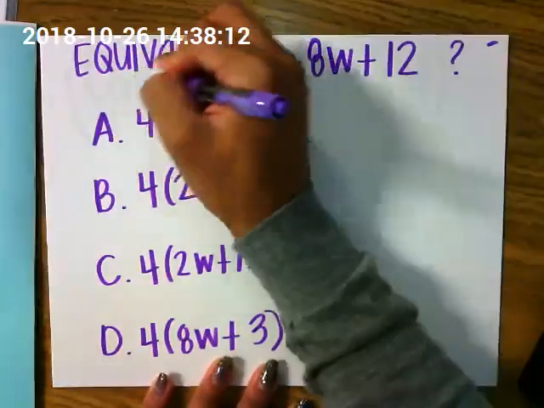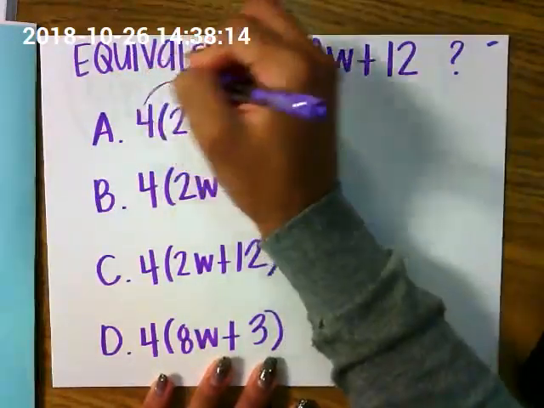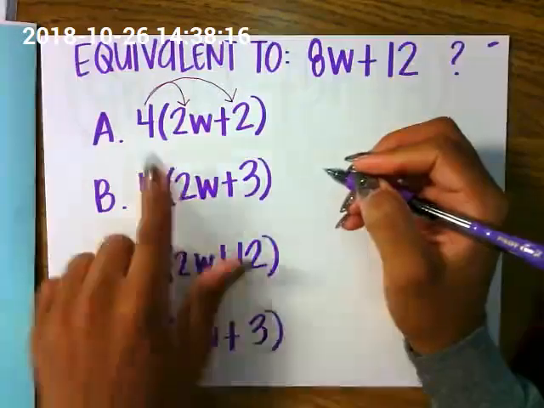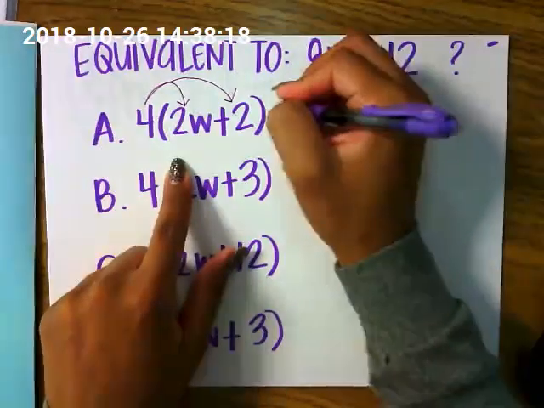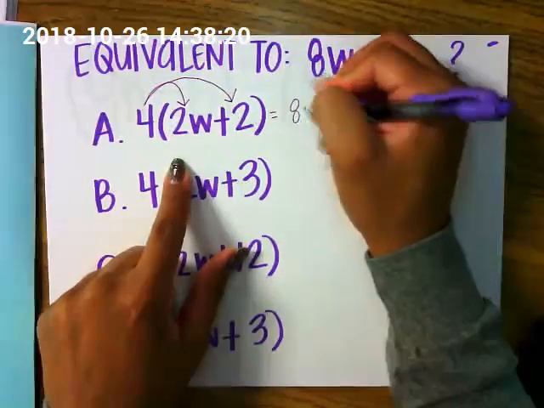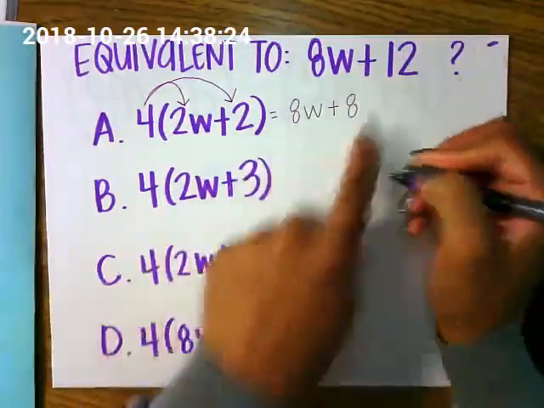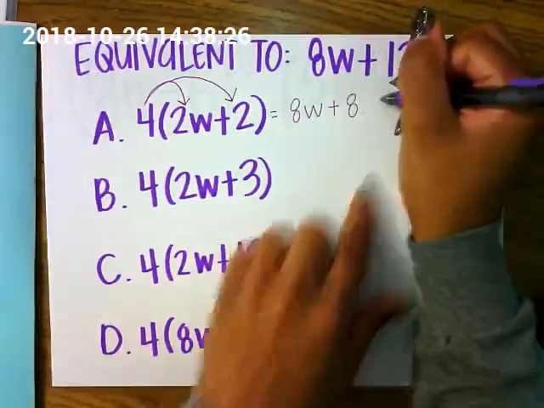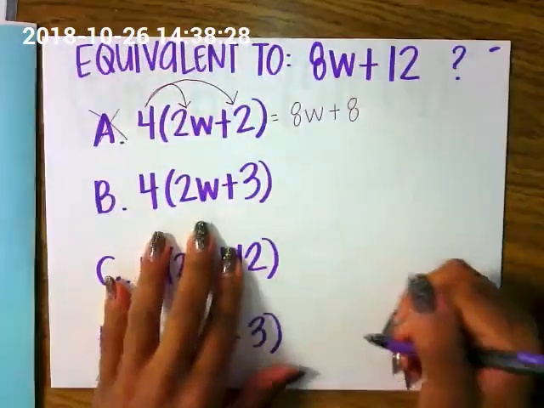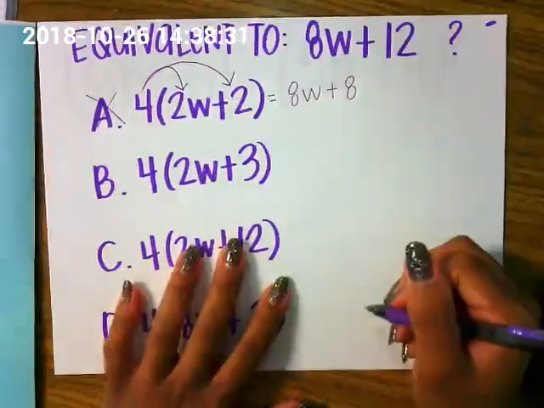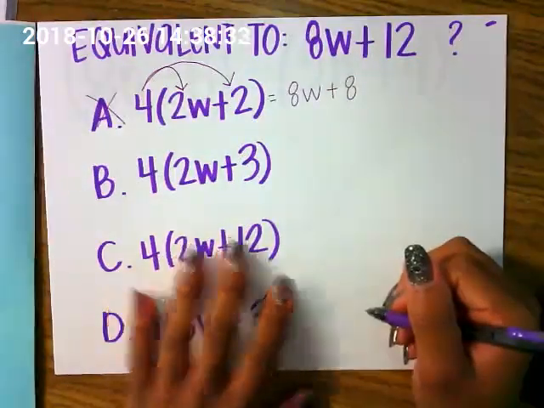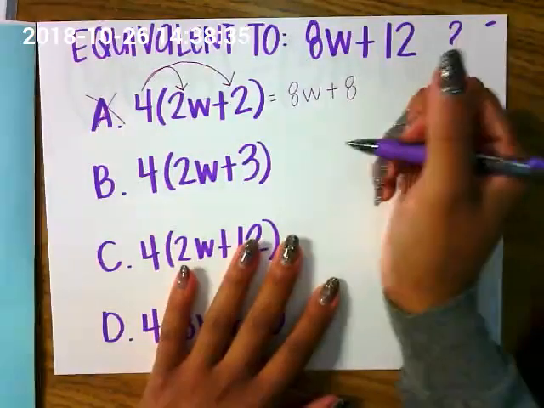All right, so I'm going to multiply 4 times 2w, 4 times 2. 4 times 2w is what? 8w, and 4 times 2, positive 8. Is that the same as this? No. So we know answer choice A is out. So let's go to B.